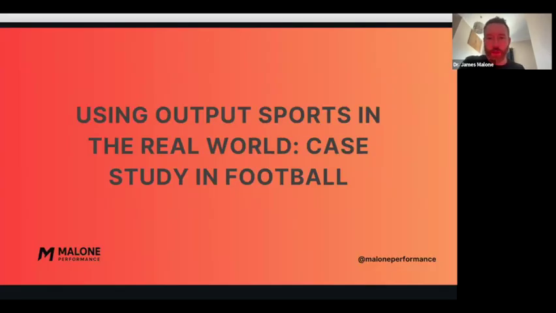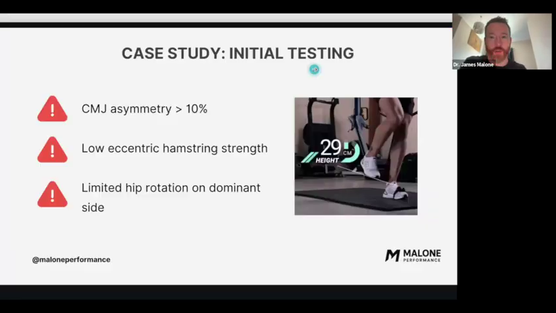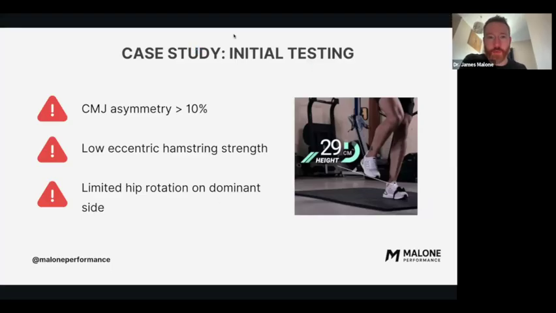I'm just going to talk briefly about, again, how we can implement some of this into the real world, some of the case study approach. So with this one, let's say in this example here, we have some initial testing. So we do this one in week 0. Well, week 1, I should say. We see here that we have some asymmetry.